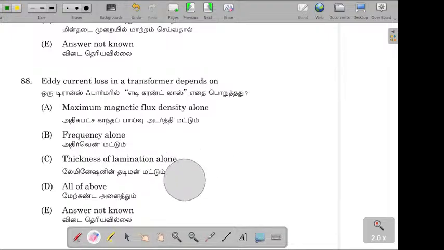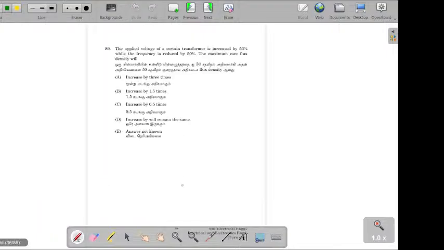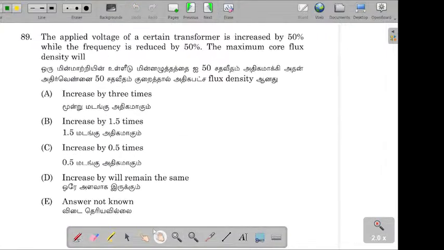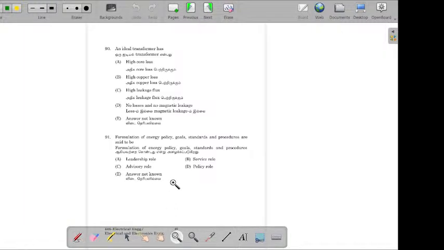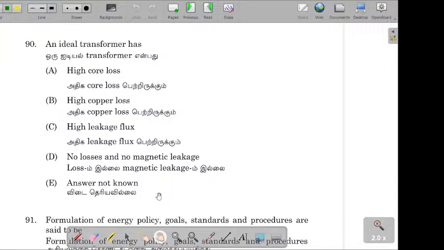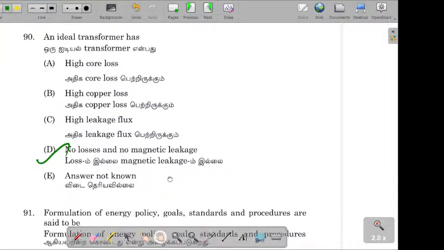Eddy current loss in transformer depends on maximum magnetic flux density alone, frequency alone, thickness of lamination alone, all of the above. The applied voltage of a certain transformer is increased by 50%, while the frequency is reduced by 50%. The maximum core flux density will increase by 3 times. Next, an ideal transformer has no losses and no magnetic leakage.